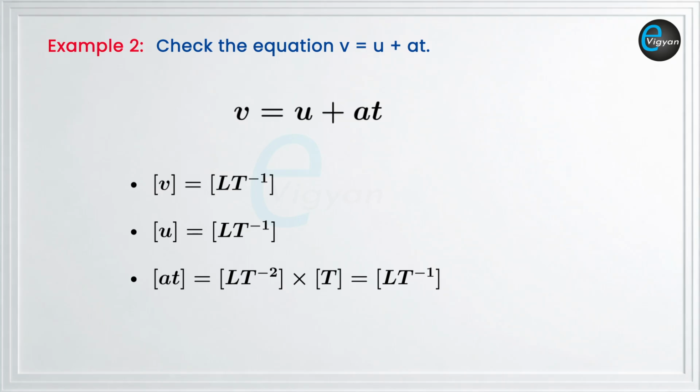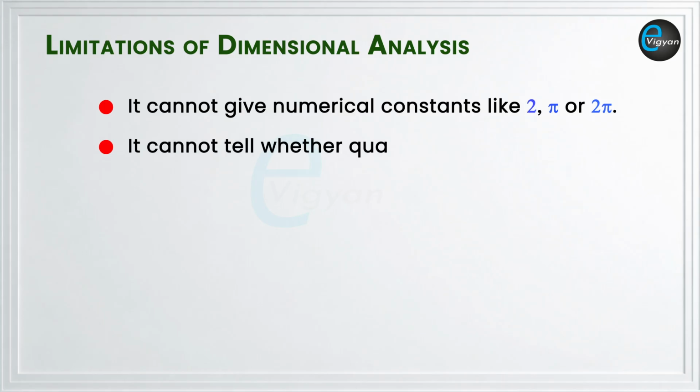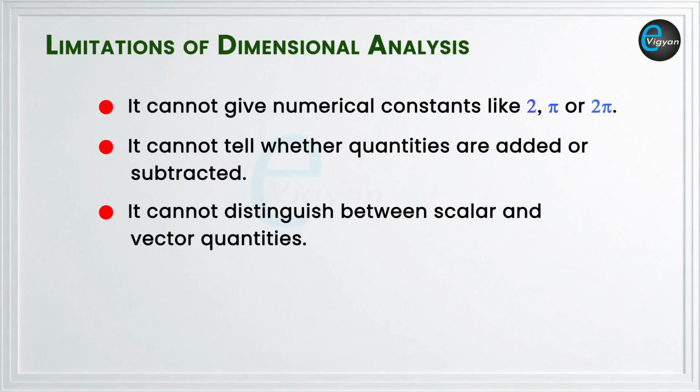So we observe here that dimensional analysis is powerful, but it has some limitations. It cannot give numerical constants like 2 or pi or 2 pi. It cannot tell whether quantities are added or subtracted. It cannot distinguish between a scalar and vector quantities. Still, as a checking and estimating tool, it is extremely useful in physics.